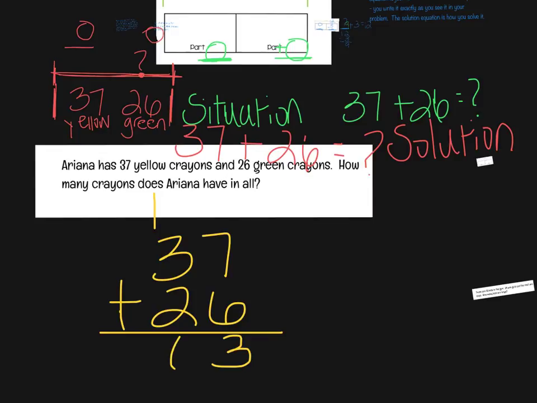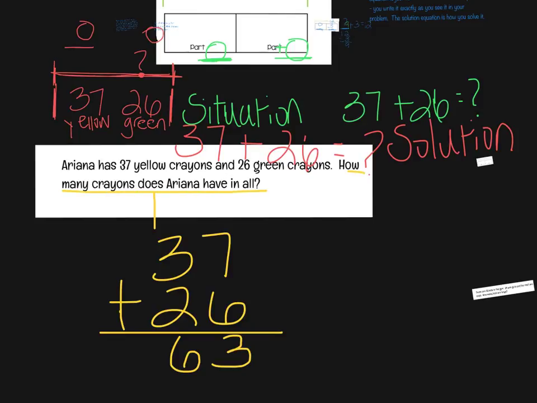Excellent, 63. So the sum is 63. Now I have to go back and I want to write it in a complete sentence because that is how I can show my teacher I read carefully and I knew exactly what the question asked me. So I'm going to go back to my question. It said, how many crayons did Ariana have in all?